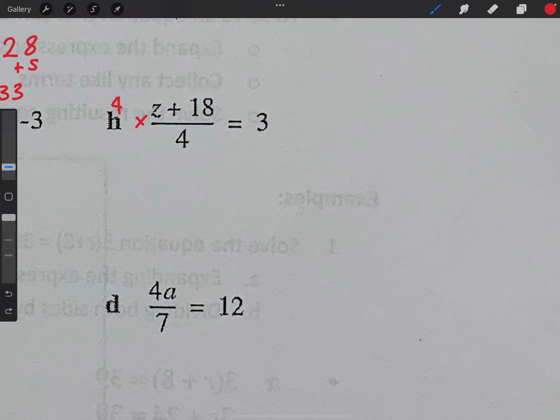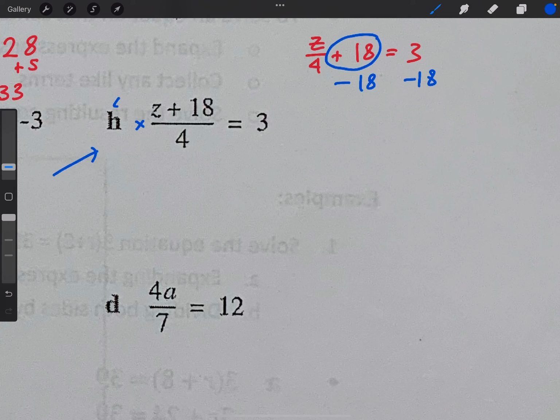There are 2 types of questions like this. This one, or you could have something like Z over 4 plus 18 equals 3. In that situation, I would take away 18 first from both sides. But for our question, I need to times it by 4 first, because this whole thing is a numerator. The Z is being divided by 4 and 18 is also being divided by 4. They're all part of it.